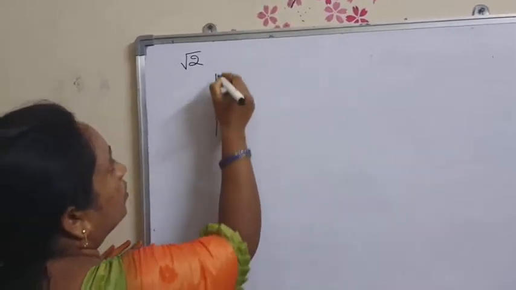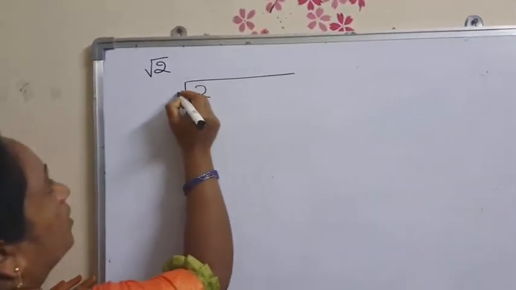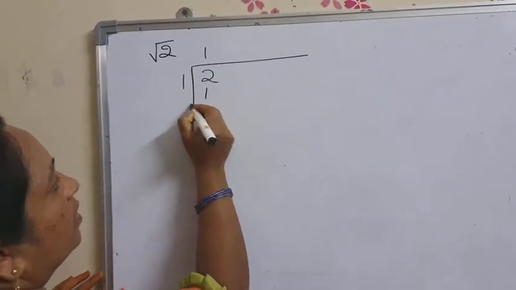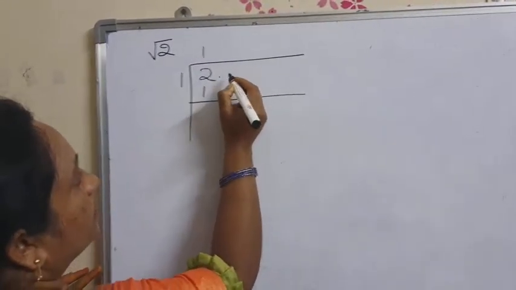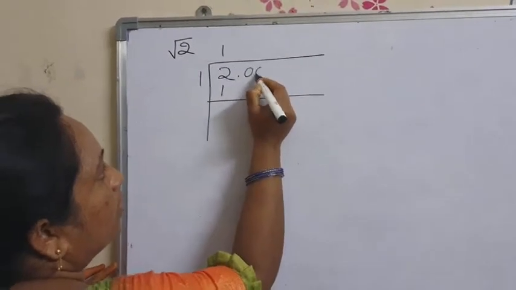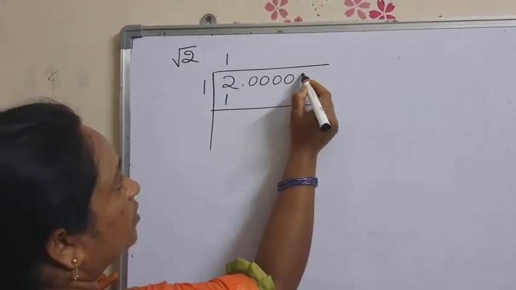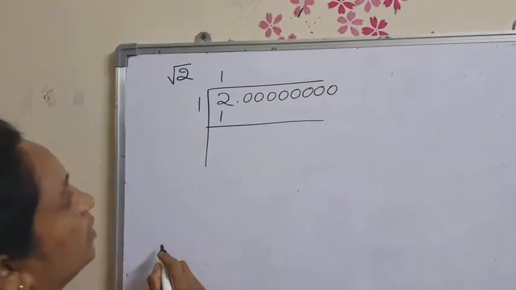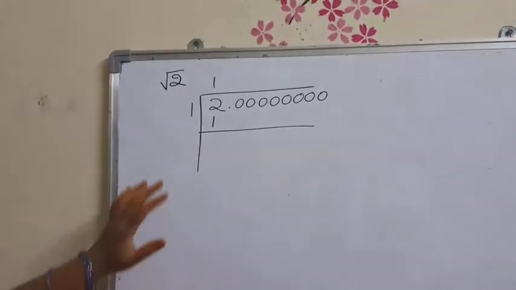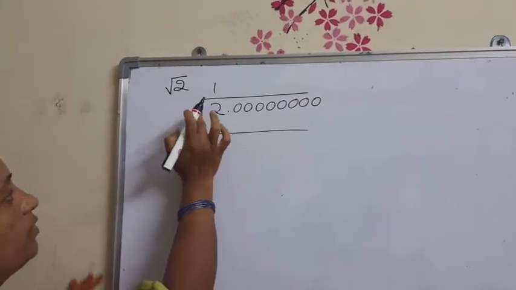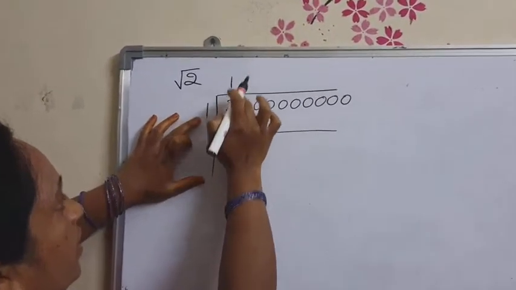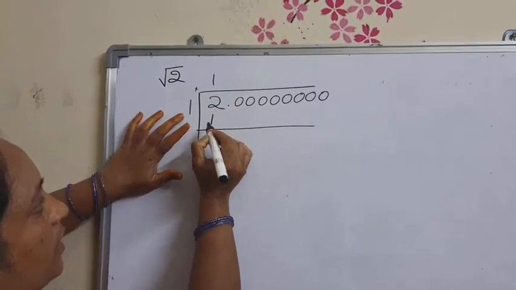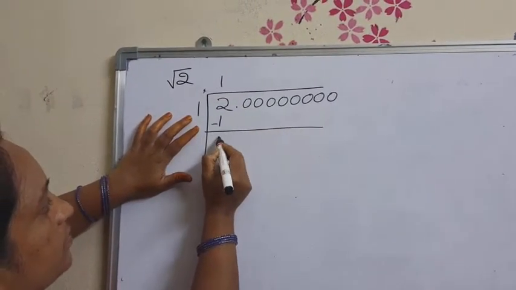2, and it goes in one time. So 1 one is 1. After this 2 you have to put a decimal and take an even number of zeros. Here you write 1 into 1 is equal to 1. You do subtraction: 2 minus 1 is 1.